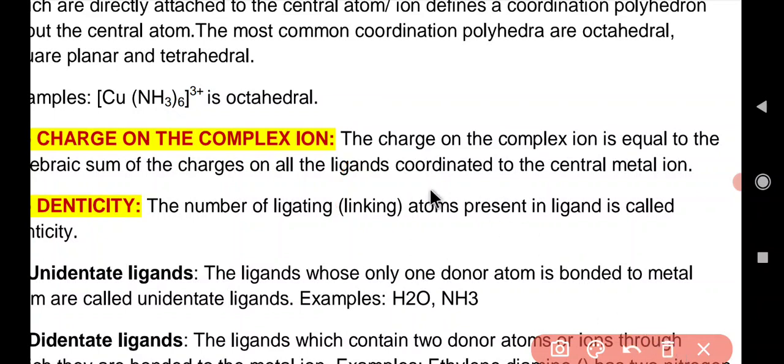See here, it is the algebraic sum of the charges of all ligands that are coordinated to the central metal ion.